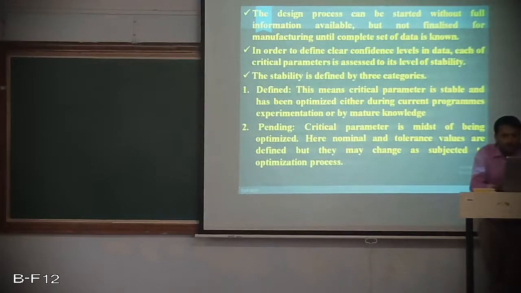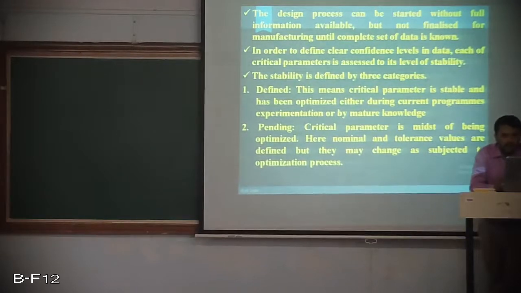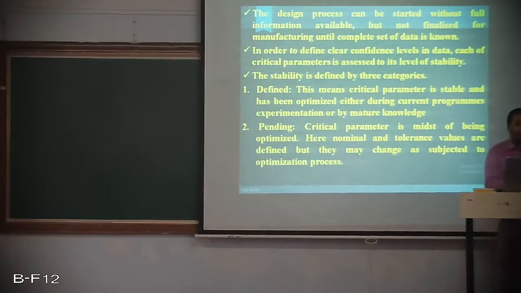Next, the design process can be started without full information available, but not finalized. This is important. We can start the design process, but we can't finalize without full information until the complete set of data is known. That is true. In order to define clear confidence levels in data, each of the critical parameters is assessed for its level of stability. If the critical parameters are stable, then only the confidence in the data increases. Hence, we start believing the data or the design.